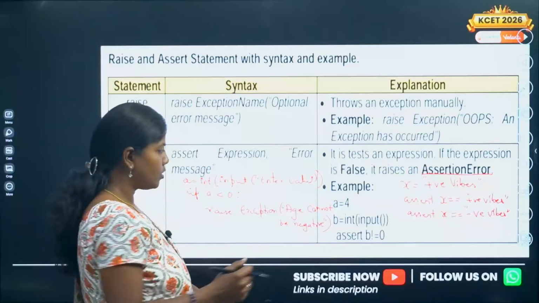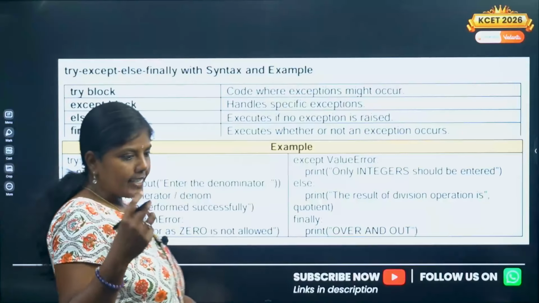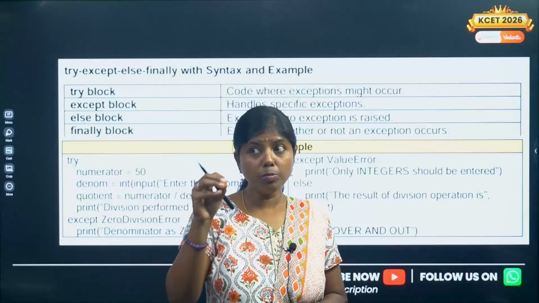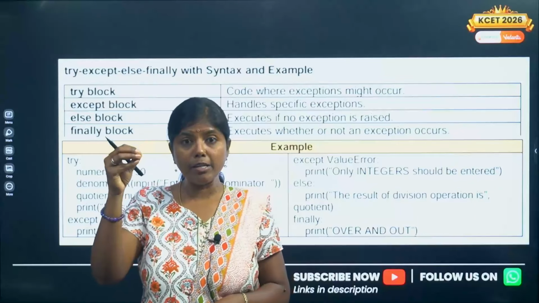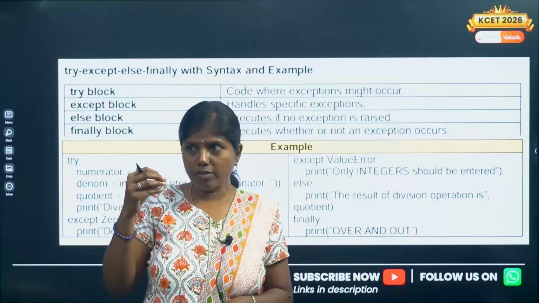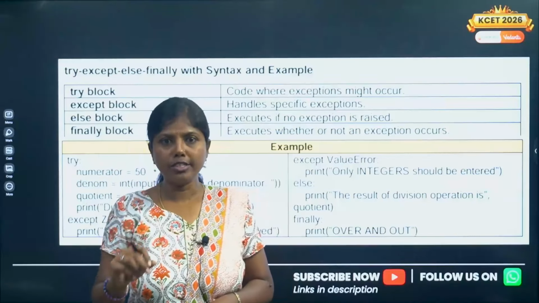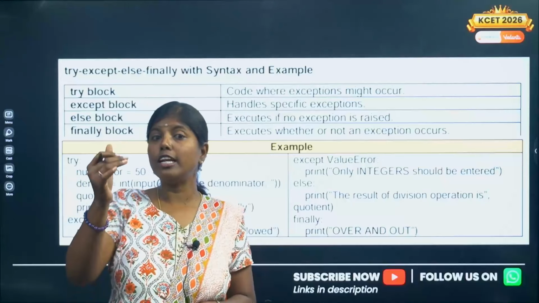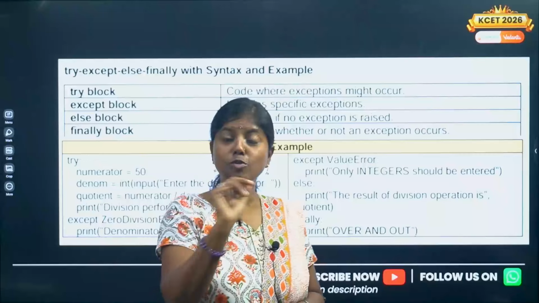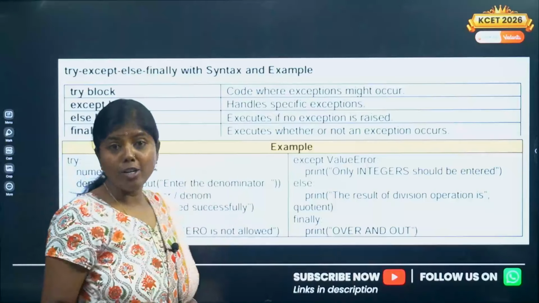Clear? So we'll just go to the next slide. So now I just told you what exception handling is. Exception handling is basically adding a block of code to give a proper message or instruction to the user on encountering the error. How do you tell the interpreter you're handling the exception? By making use of some keywords. We have the try block, except block, else block, and finally block.